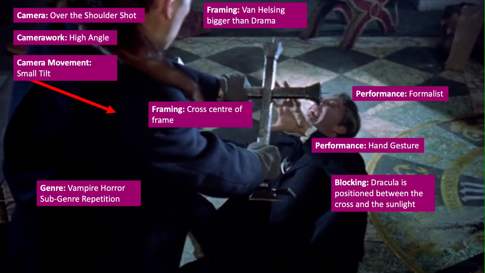In terms of his performance and hand gestures, he's got his hand in front of the cross to show that it's hurting him, that he's afraid of it, he's trying to get it away from him. And in terms of blocking, Dracula's position is between the cross and the sunlight, so he's trapped now. He's got the sunlight behind him and he's got the cross in front of him, so he is trapped, he is in danger. And all of this is repetition of the vampire subgenre of horror.